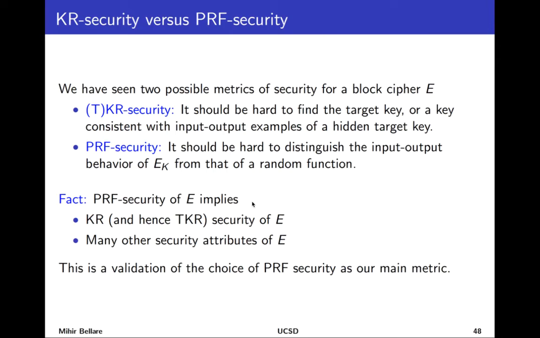The reason for that is that all other properties, like for example KR security, are simply corollaries. In other words, I don't need to separately talk about key recovery security anymore, because if PRF security holds, automatically so does key recovery security. There's simply a theorem saying one implies the other. It goes further. Many other security attributes, many things from that list of security attributes we saw in the beginning, are simply consequences of PRF security. And this is one of the reasons that this will be our metric of choice.